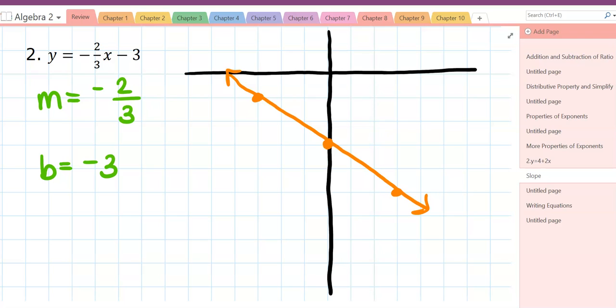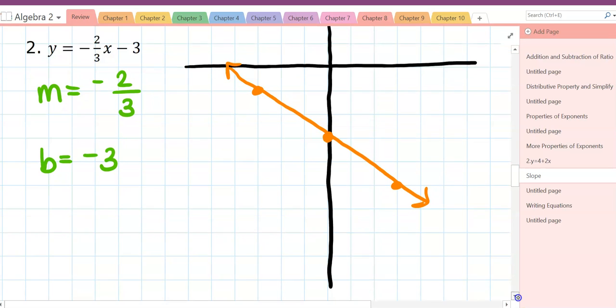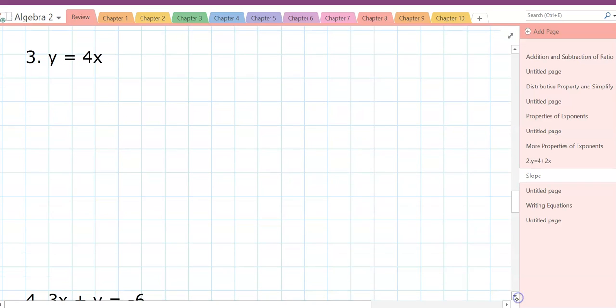So notice how on the first one, the slope was 3, and this one has a slope of negative 2/3. So the number 1 had a positive slope, so the line went up over time. It was increasing. This one has a negative slope, so it's decreasing over time. It's going down. Okay, let's look at the next one here.